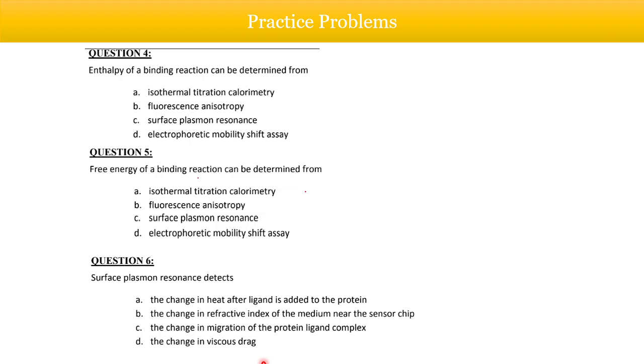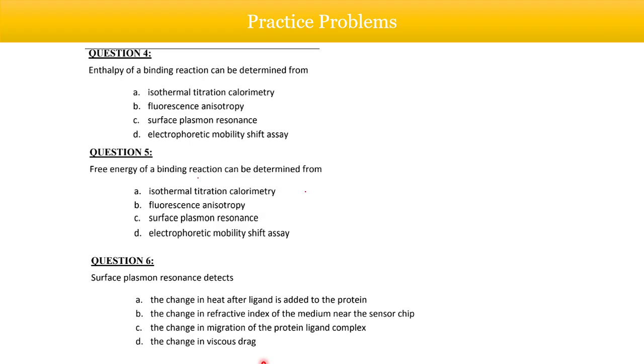So the trick over here is, how can you relate delta G? Delta G equals minus RT ln KD, or RT ln KD, whatever it is. So all these experiments can be used to get the delta G, because either you calculate the KD and get the delta G, or you get the delta G and you calculate the KD. So all the experiments can actually be used.